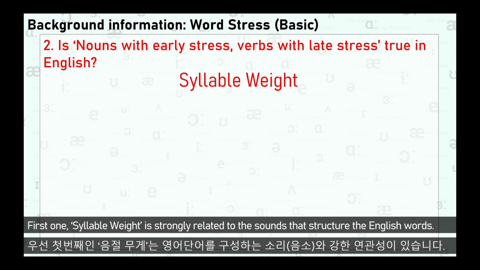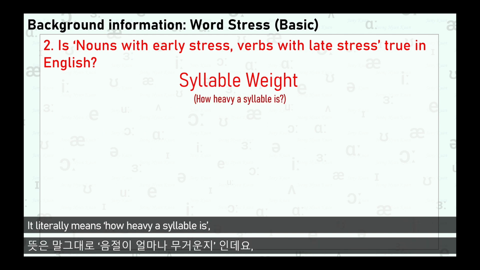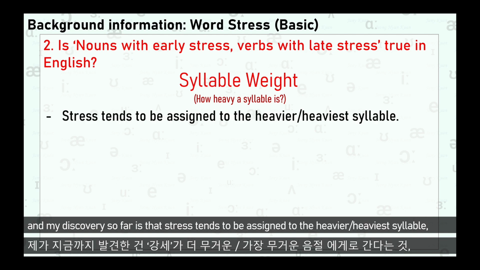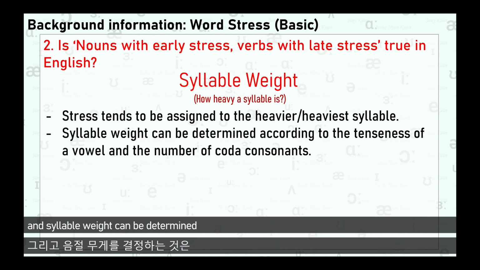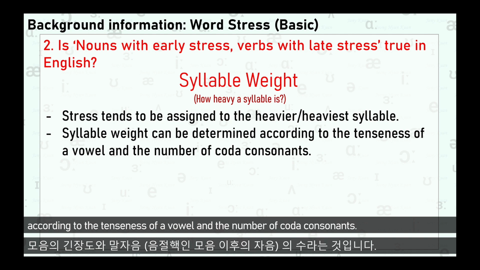First one, syllable weight, is strongly related to the sounds that structure the English words. It literally means how heavy a syllable is. And my discovery so far is that stress tends to be assigned to the heavier syllable, and syllable weight can be determined according to the tenseness of a vowel and the number of coda consonants.